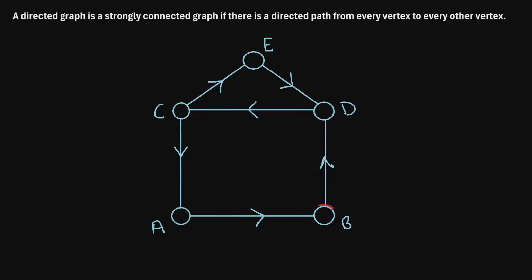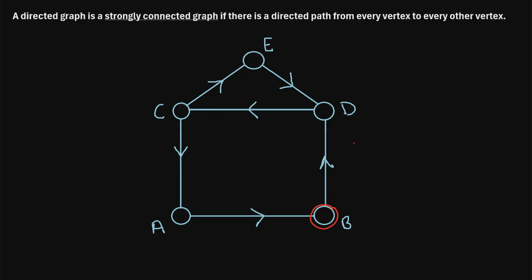So for example, if we consider vertex B now, can we get to every other vertex? Well, we can follow this edge to get to vertex D. We could follow this edge to get to C. We could follow this edge to get to E. And once we're at C, we could also follow this edge to get to vertex A. So we can go from vertex B to every other vertex in the graph.